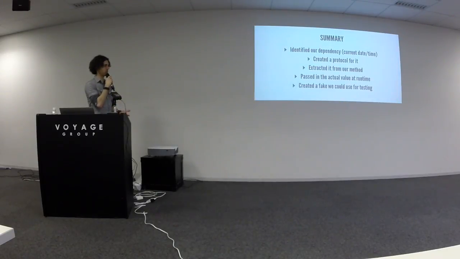We passed in the actual value at runtime, which was really straightforward, just initializing a default version of our protocol, and then created a fake that we could use for testing. And so, of course, we could get into a lot more details with different ways of faking and mocking things out and different dependencies, but I really wanted to keep this simple for this example, providing a date provider.